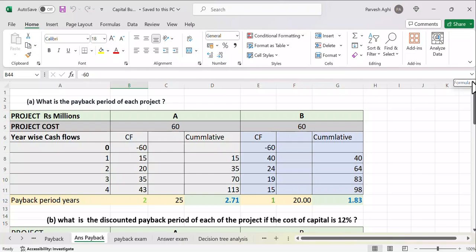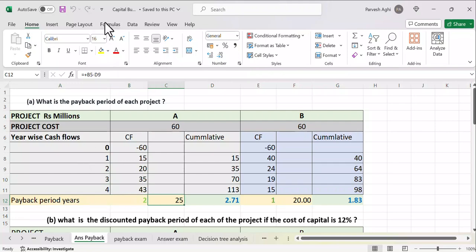Now just look at what your cost was, 60. In the third year you are actually getting 70 cumulative, which is more than the 60. So that means your answer should be 2 years plus some months. So you put the number 2. Just after the second year, in the third year you will be breaking even. You will be getting all the money. So 2.